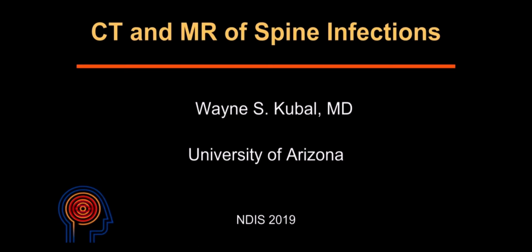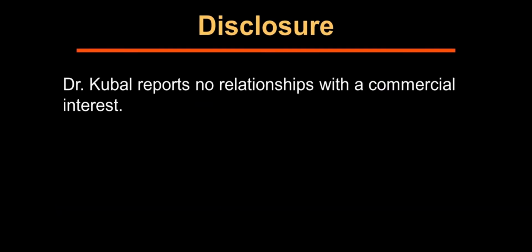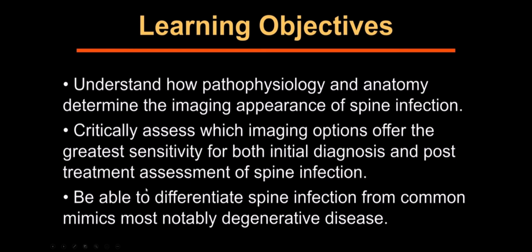CT and MR of spine infections for about the next half hour. Our learning objectives are pretty straightforward. We're going to teach you how the pathophysiology and particularly the vascular anatomy help to determine the imaging appearance of spine infections. We'll learn to critically assess which imaging options offer the greatest sensitivity, both for initial diagnosis as well as post-treatment assessment. And this is a real bugaboo for me, probably for you as well, to be able to differentiate spine infection from common mimics, most notably degenerative disease.